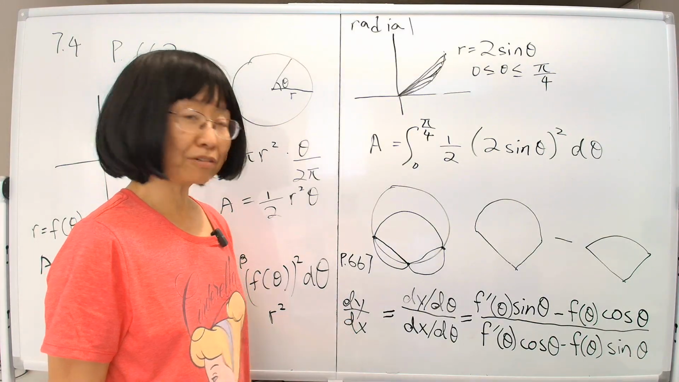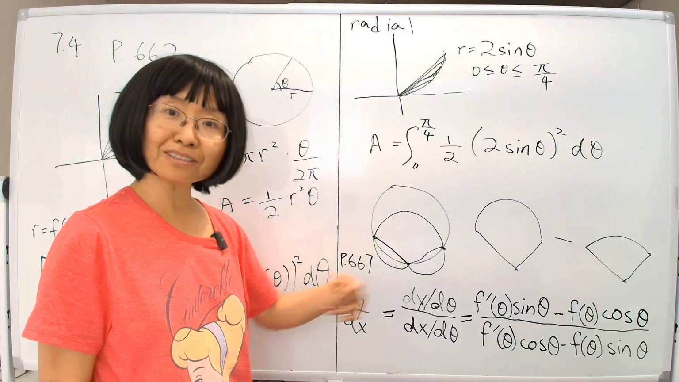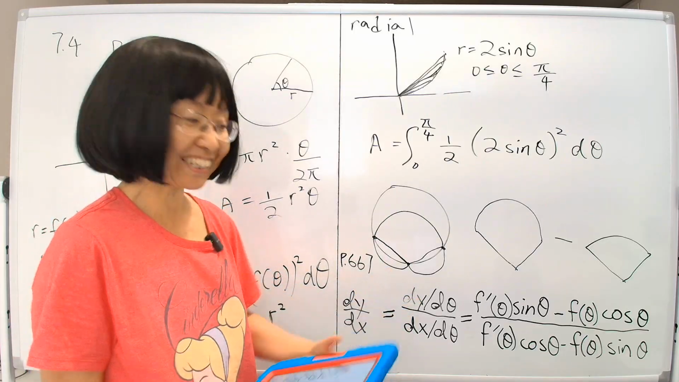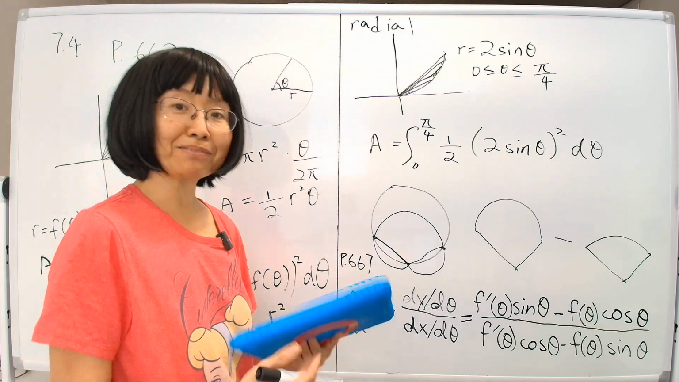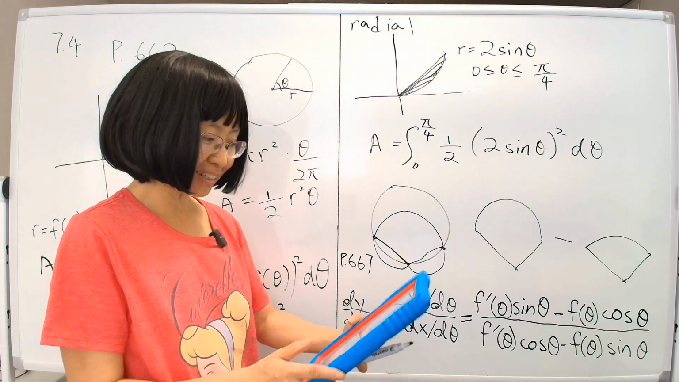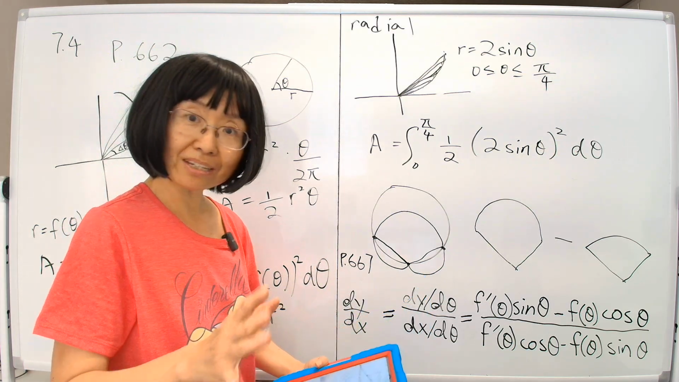And then you will use the point-slope formula, as you always did in Calculus 1, to do that kind of thing. But that will be in the homework. Your book doesn't mention it, but it does come up in the homework.